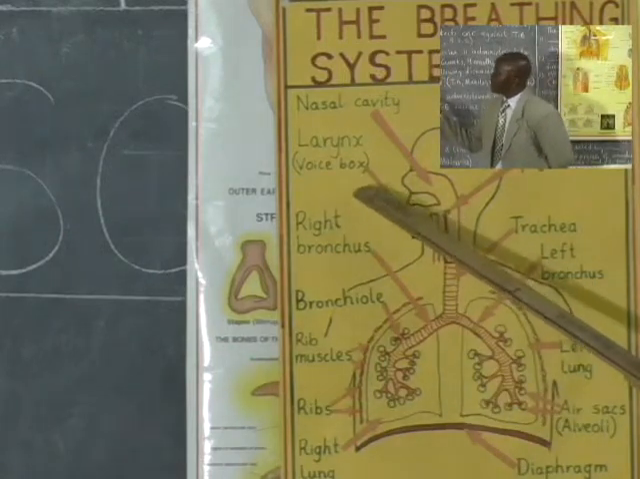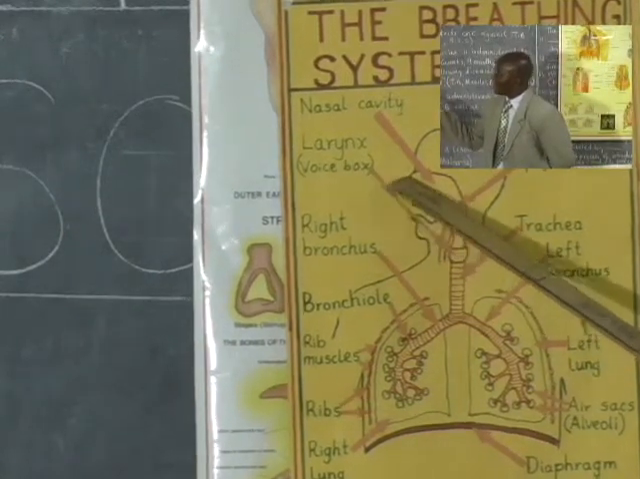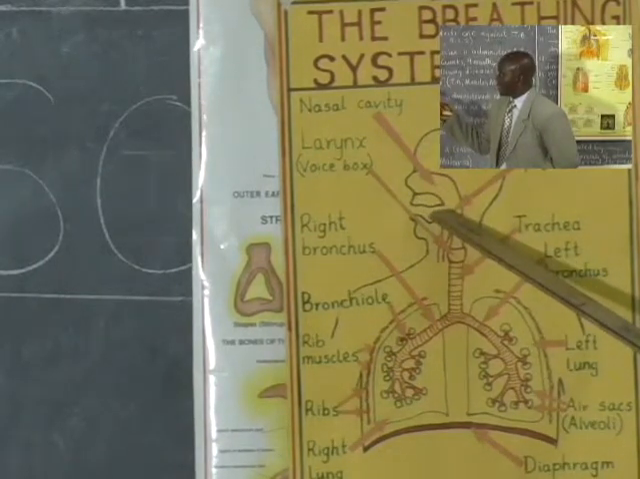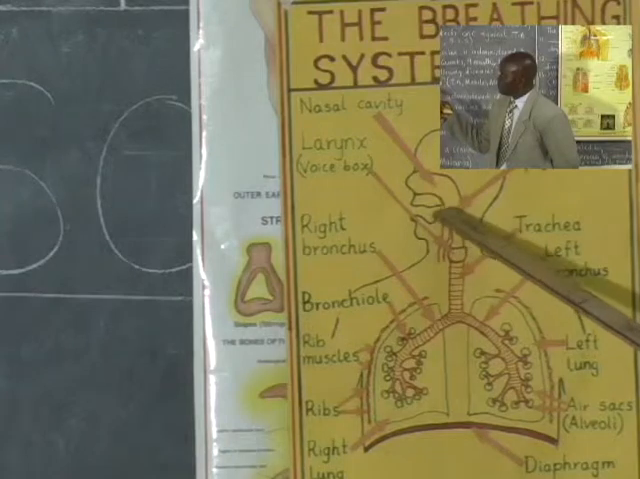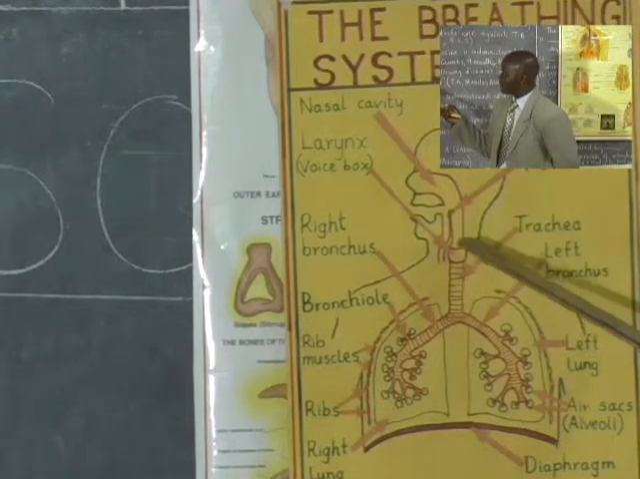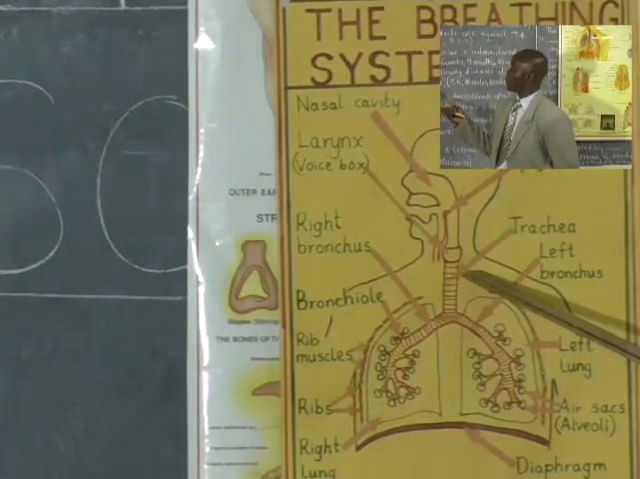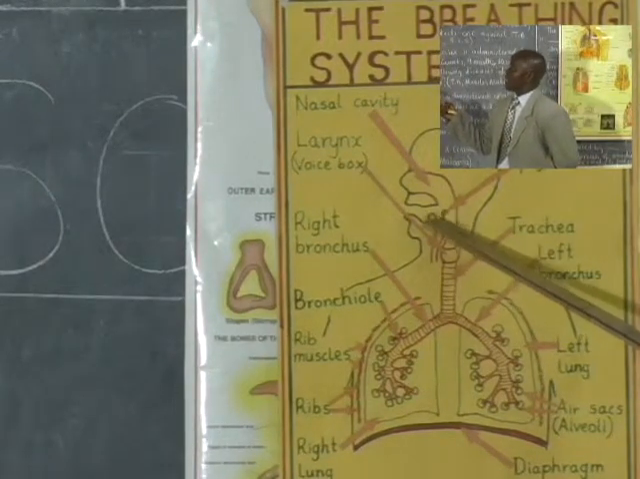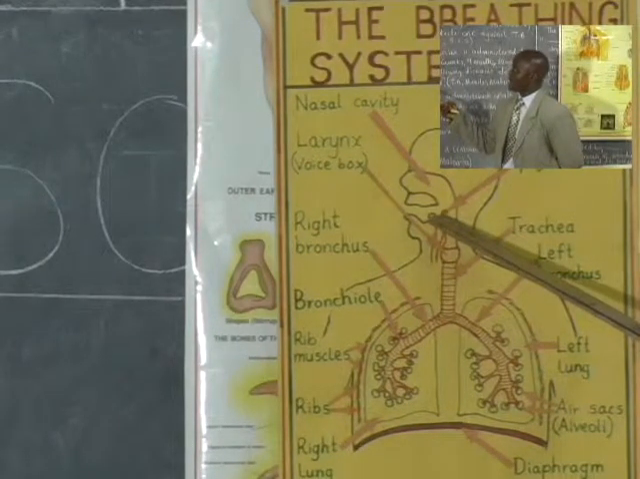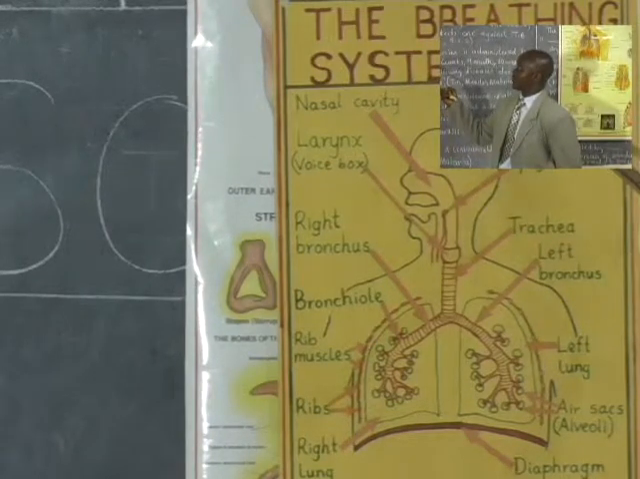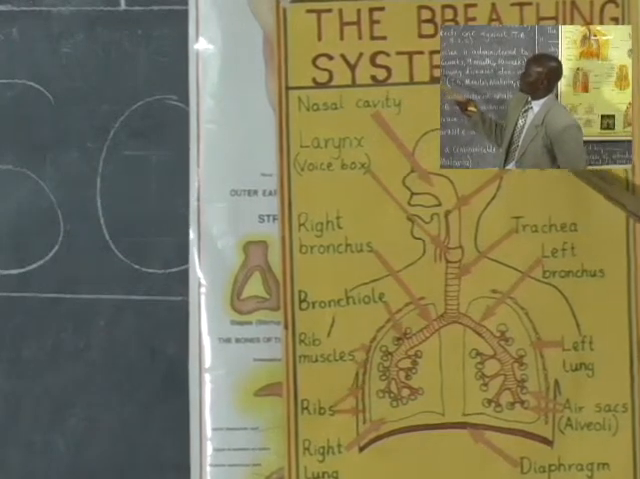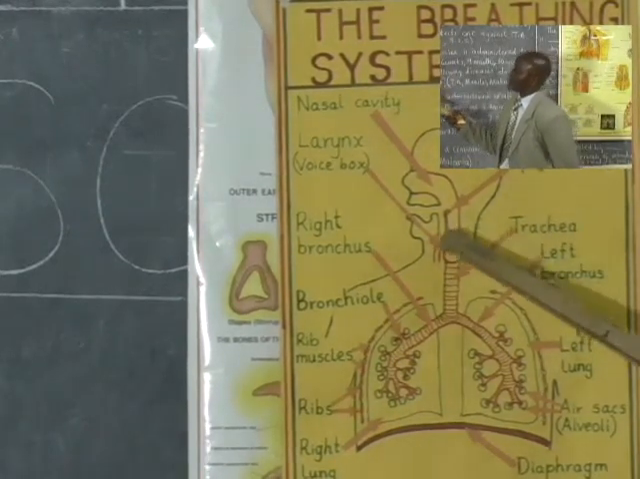Air is breathed in through the nasal cavity. A cavity is simply a canal or a pipe along which air, in this case, passes into the body. The epiglottis is not part of the breathing system and therefore is not discussed during this lesson, but later we shall find out what it does in the human body.